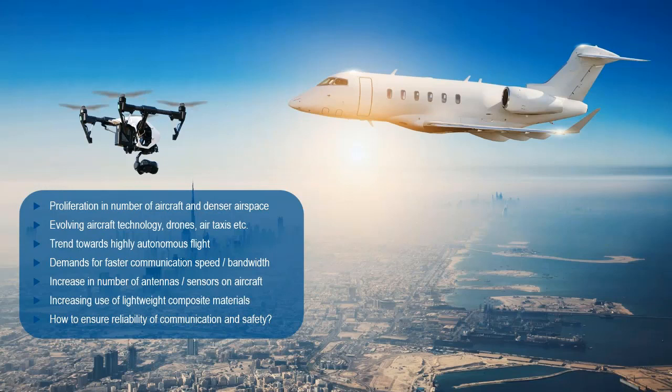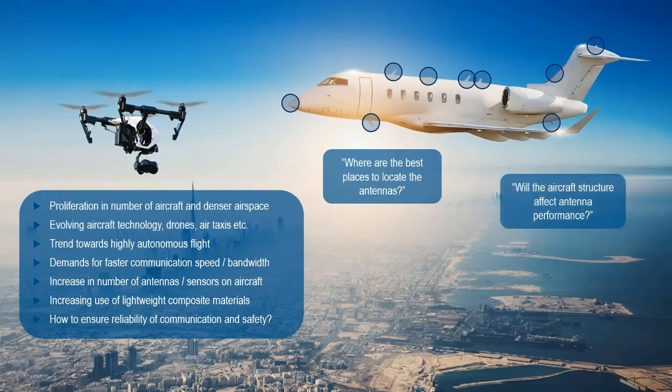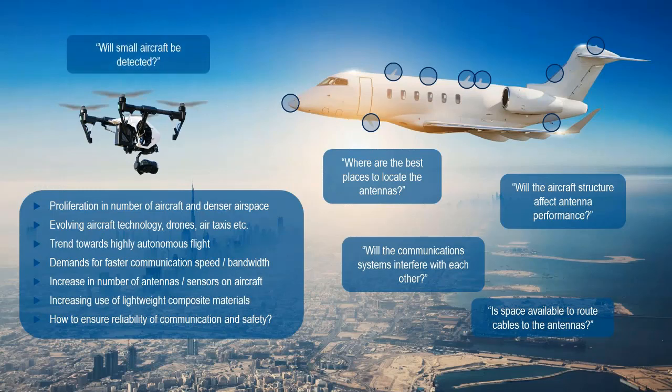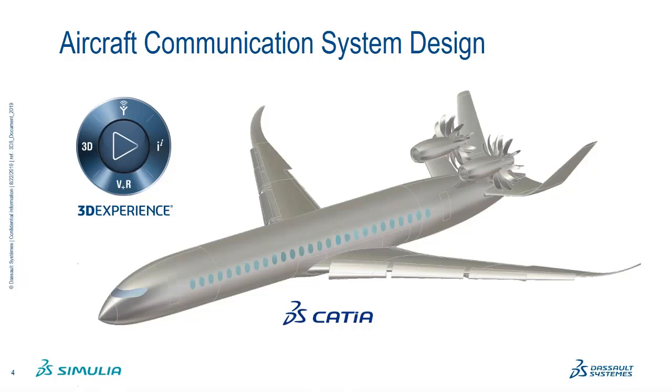So how can we ensure reliability of communication and safety? Where are the best places to locate the antennas? Will the aircraft structure affect the antenna performance? Will communication systems interfere with each other? Is space available to route cables to the antennas? And finally, will small aircraft be detected? Let's see how simulation can help address these questions.